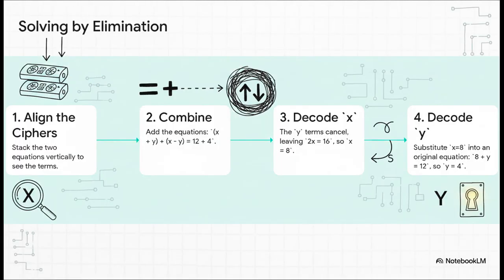So we stack our two messages. Now notice how we have a plus y in the first message and a minus y in the second? They're perfect opposites. So let's just add the two messages together.